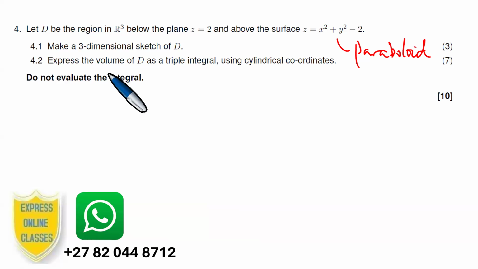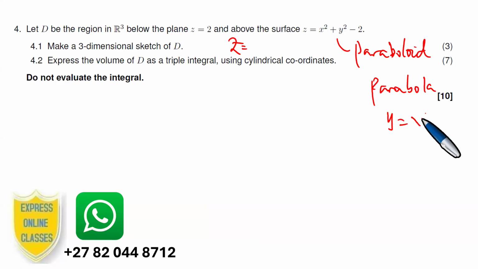Can you please explain what makes this surface equation a paraboloid? How can I see whether it's a paraboloid or not? Because from high school, there's something called a parabola. We see degree 2, y equals x squared, or y equals ax squared plus bx plus c. This one is called a parabola.